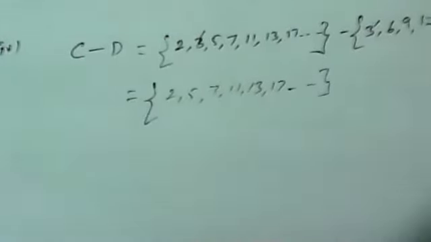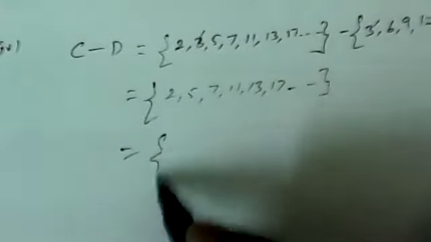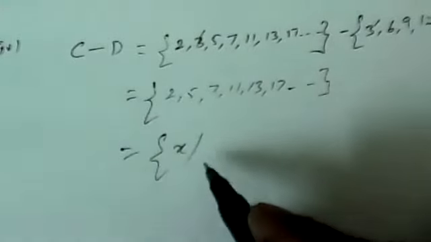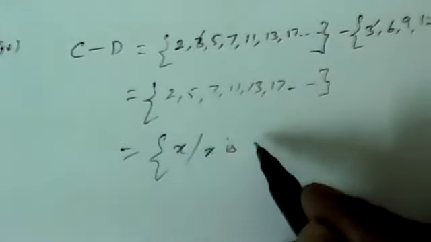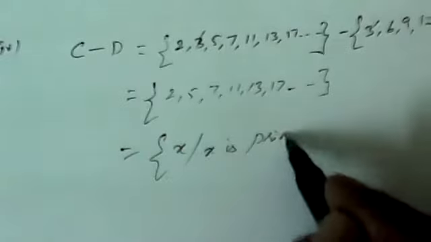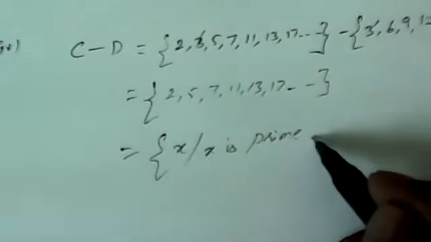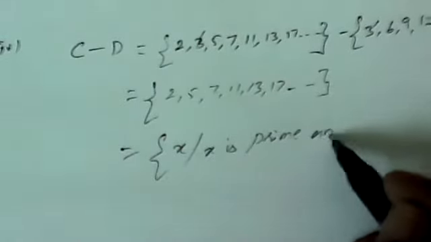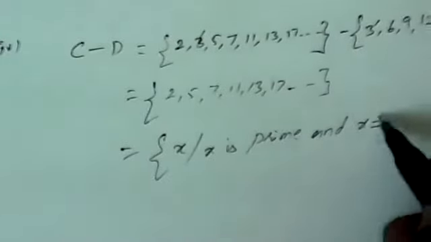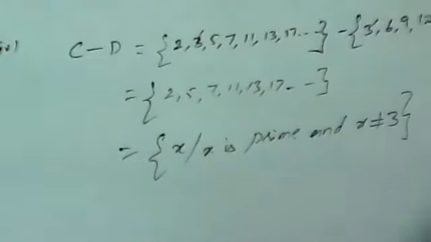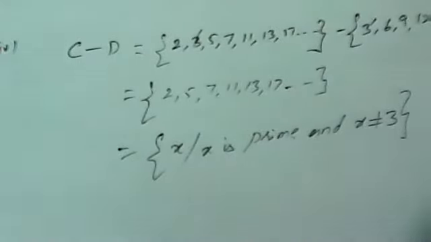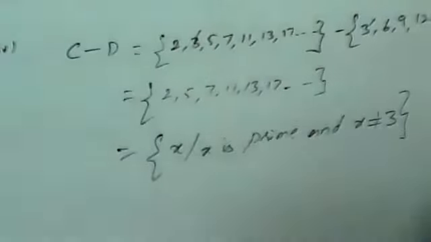That means the set of all elements x such that x is prime and x is not equal to 3. So we are getting all prime numbers except x equal to 3. That is the answer.